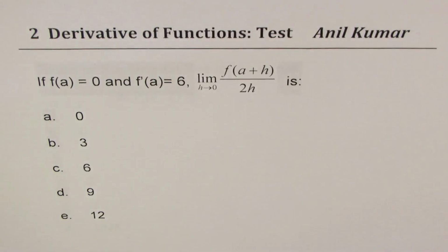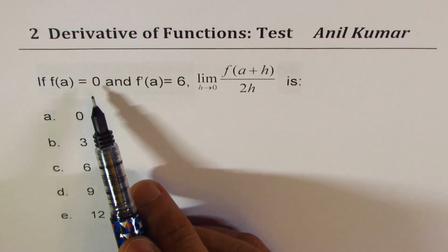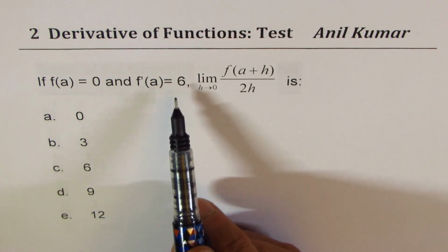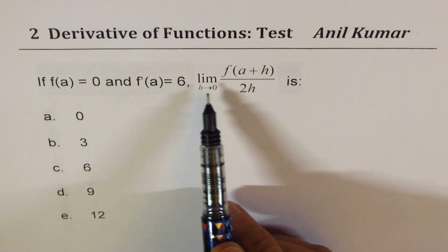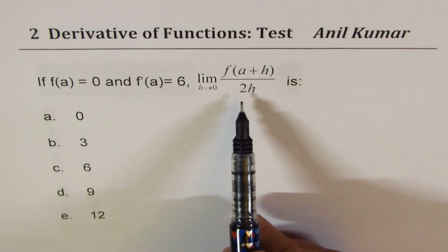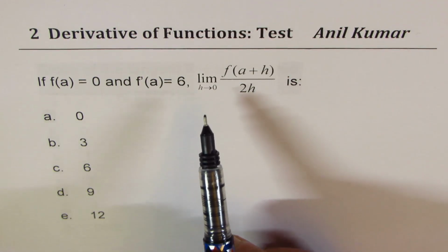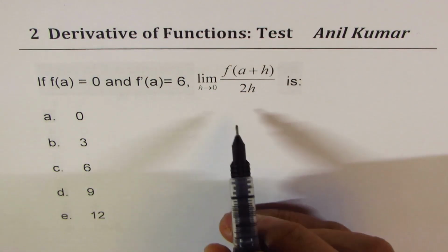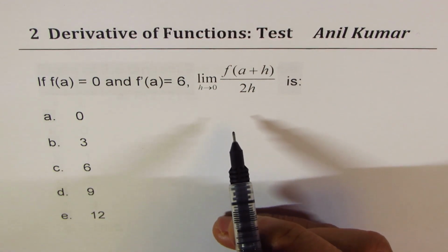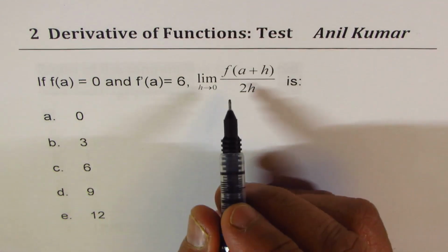So I think there's one more question to go. Now this is a very interesting question. It says, if f of a equals 0 and the derivative at a is 6, then what is the limit as h approaches 0 of f of a plus h divided by 2h? So that's the beginning of derivatives. We'll stop here now and take a few questions which will involve a lot more derivatives.